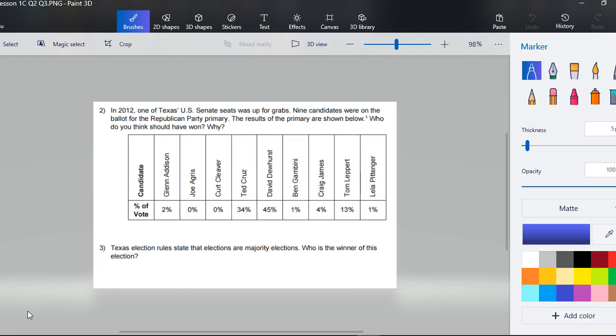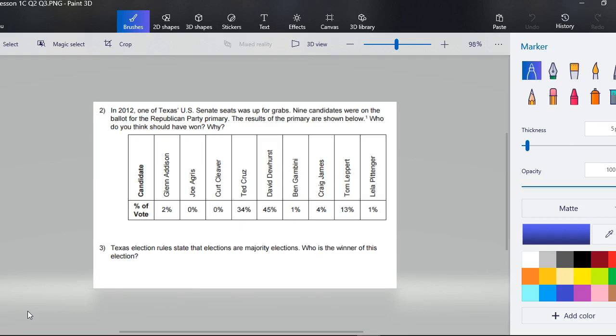Now I want us to look at questions 2 and 3. If we were in class face-to-face, I would ask you to do these first and then come back to the video to talk about them. So I need you to go ahead and cut off the video and then come back and let's talk about questions 2 and 3. So on question 2, it is talking about an election and looking at the results, who do you think should have won?